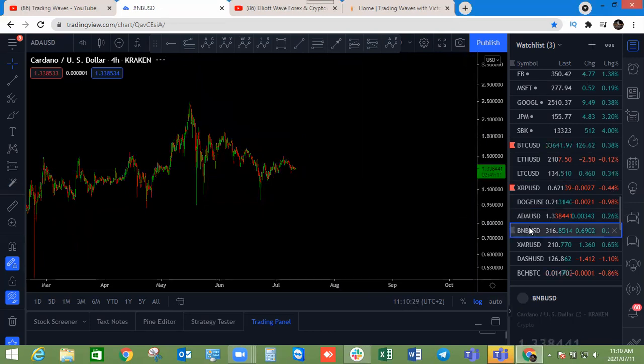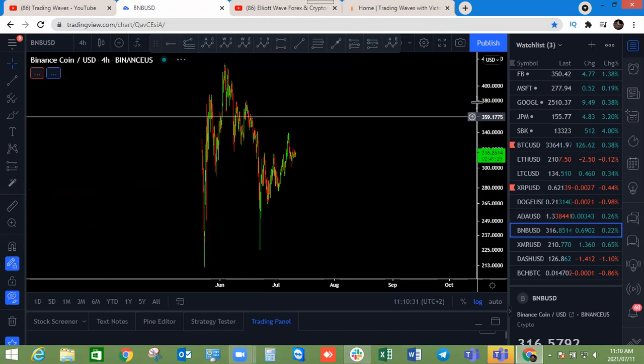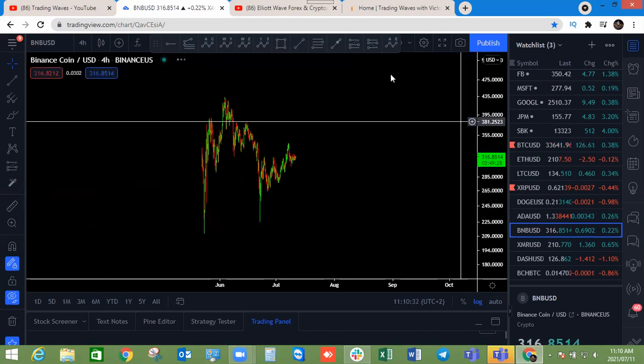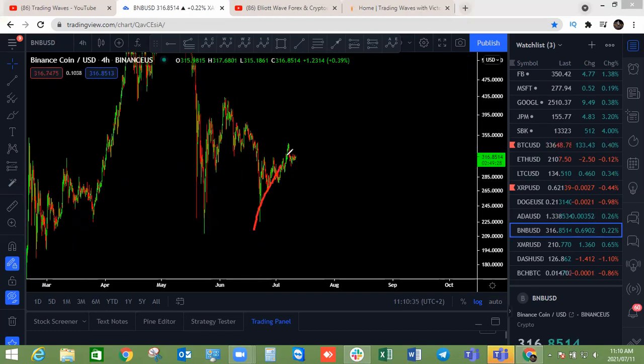Lastly, last but not least, Binance. Binance, this is a motive wave on Binance. This is a move like that, so we can expect this one to make a 3-wave pullback and continue to the upside. Again, all of these structures, we have been looking for these structures for a while. Let's see how this plays out.